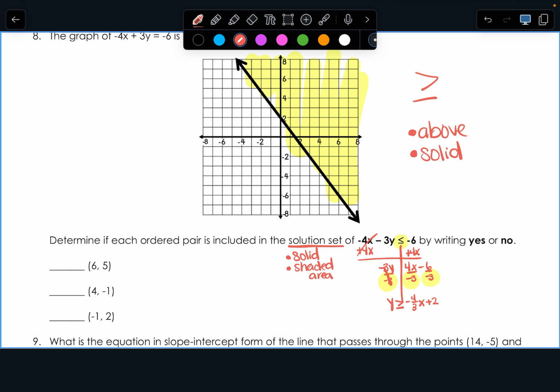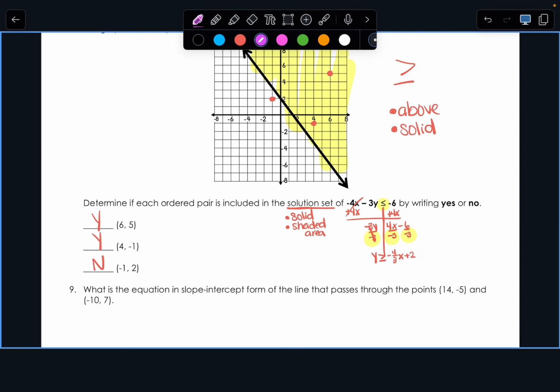Anyway, when you plot 6, -5, is 6, -5 a solution, yes or no? Plot it. If you don't show your work, you're not going to receive credit. What about 4, -1? Yes. 4, -1 is in the shaded area. What about -1, 2? No. -1, 2 is not a solution. Remember, if it lands on a dash line, not a solution.